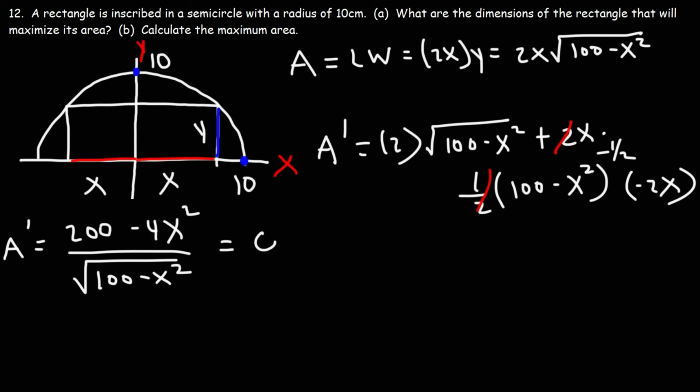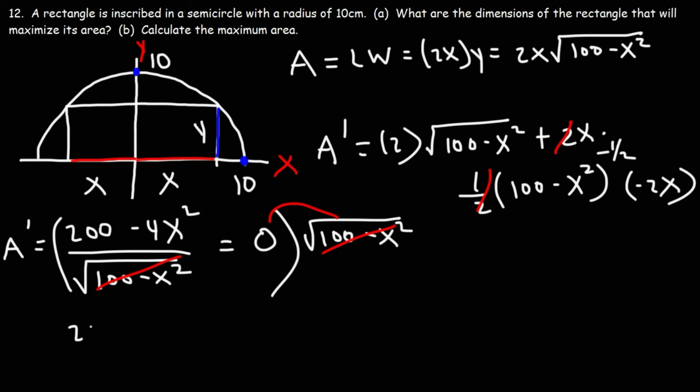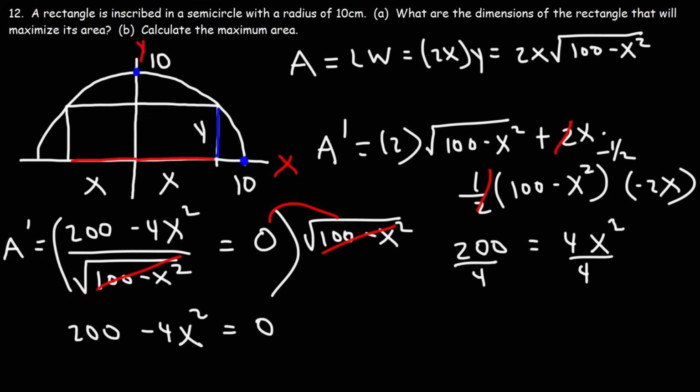So we're going to set this equal to 0. If we multiply both sides of this equation by the square root of 100 minus x squared, these will cancel. On the right, we'll get 0 times the square root of 100 minus x squared, which is still 0. So the end result is that we'll have the numerator equal to 0. If we add 4x squared to both sides, we get 200 is equal to 4x squared. Dividing both sides by 4, we get 50 is equal to x squared.